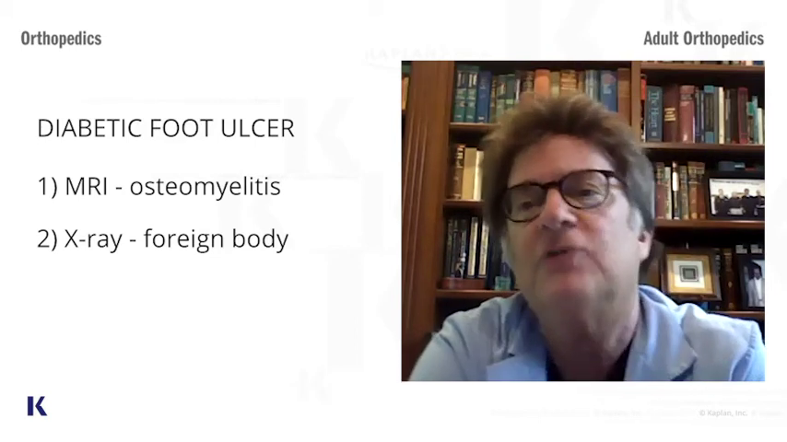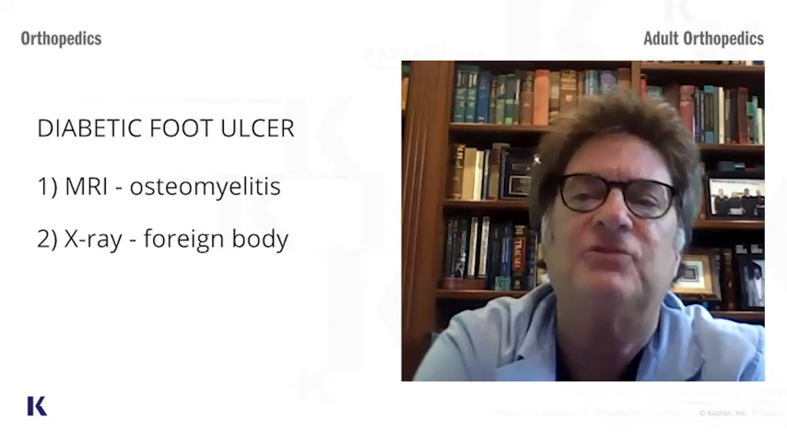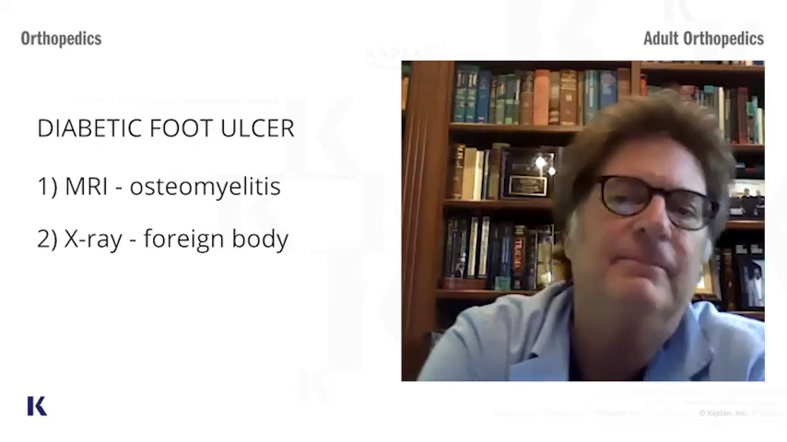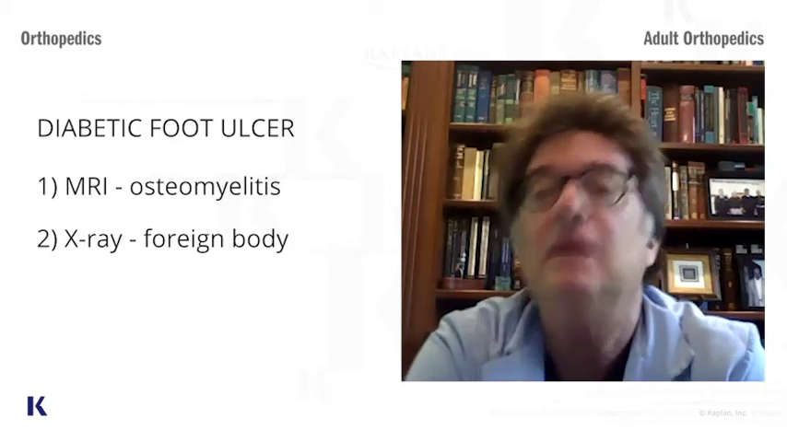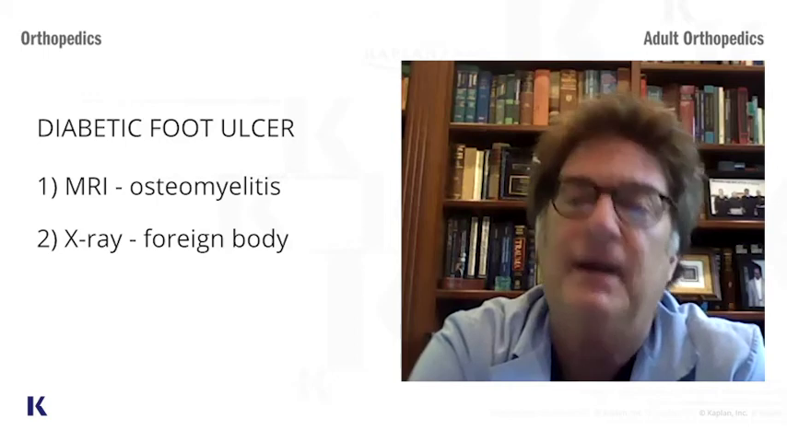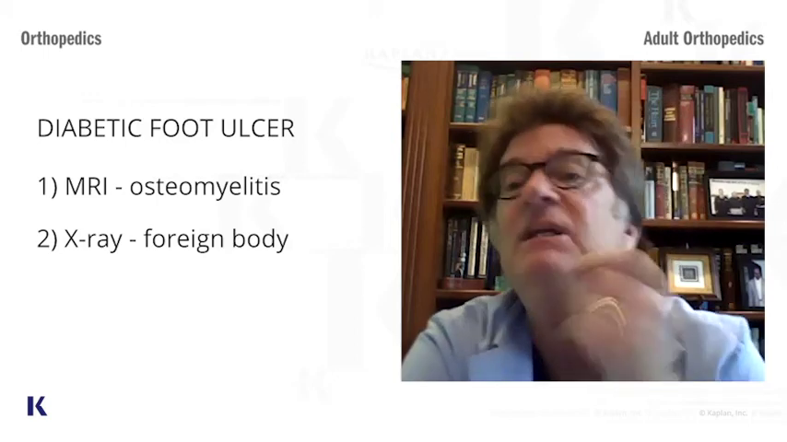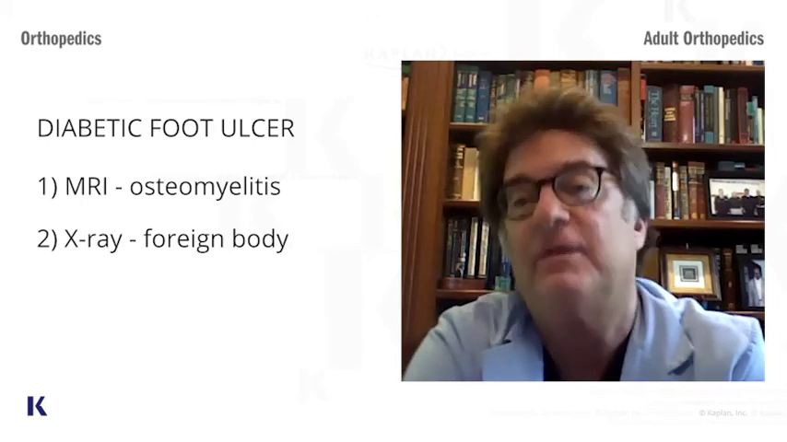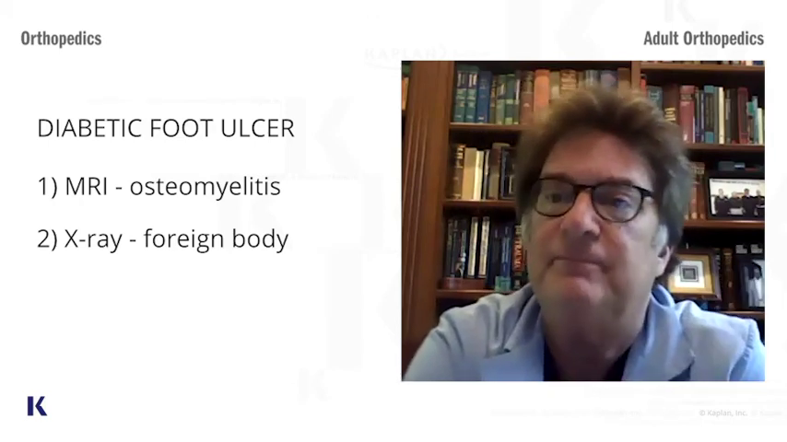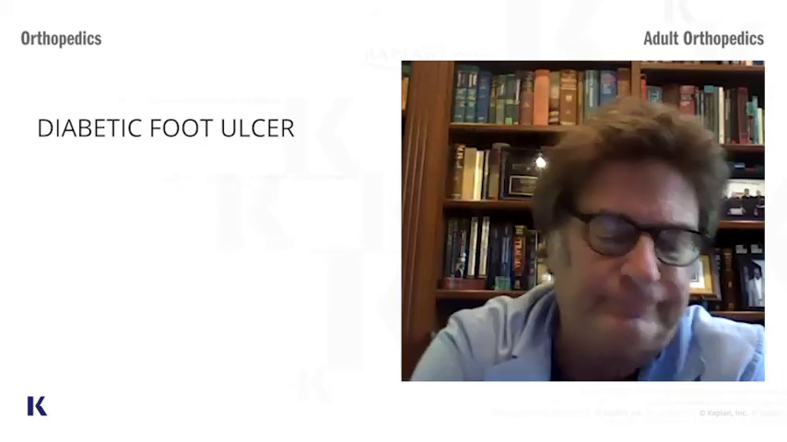So the two tests you always get: MRI to rule out osteomyelitis the next day, and you get a plain film of the foot, and someone's going to ask you why, to look for a foreign body, because they could have a needle in there, they could have a piece of metal. I've seen everything embedded in the ulcer, and obviously you got to take it out.